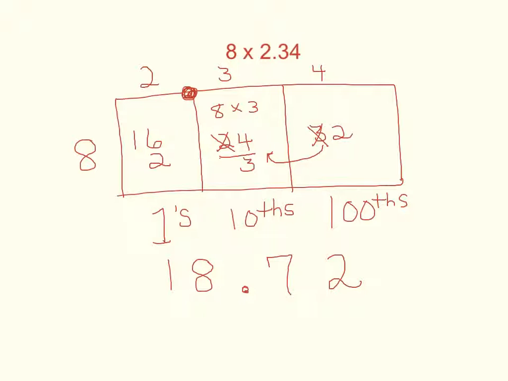Our next one is 8 times 2 and 34/100ths. So we broke it up. 8 times 2 is 16. 8 times 3 is 24. 8 times 4 is 32. And each place value has too many hundredths, too many tenths. They just move over. So my 3/100ths moves over to my tenths place. My 2/10ths moves over to my ones place. And my final answer becomes 18 and 72/100ths.